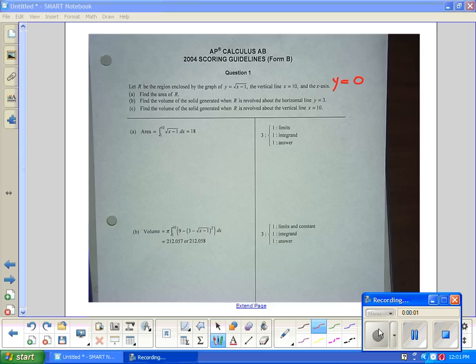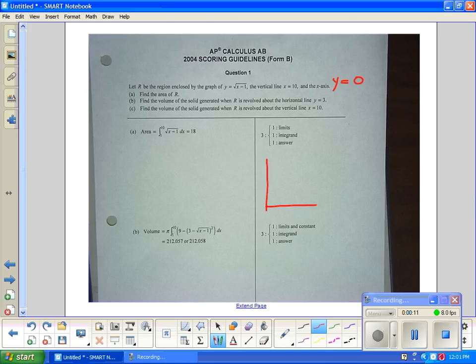So this is the 2004 free-response question, question number 1. There was no drawing, just a question. Let R be the region enclosed by y equals the square root of x minus 1, call it f of x, the vertical line x equals 10, and the horizontal line, the x-axis, y equals 0.